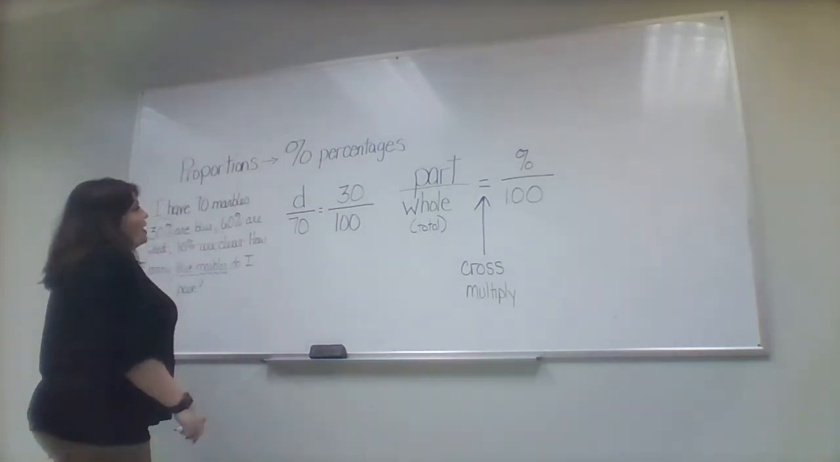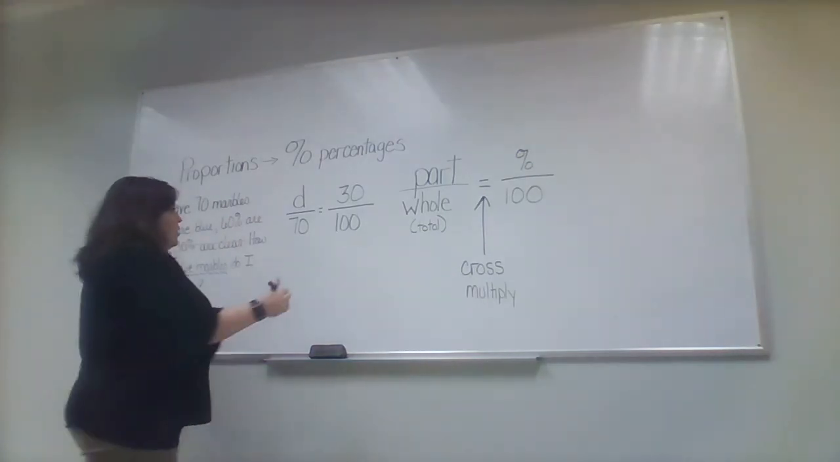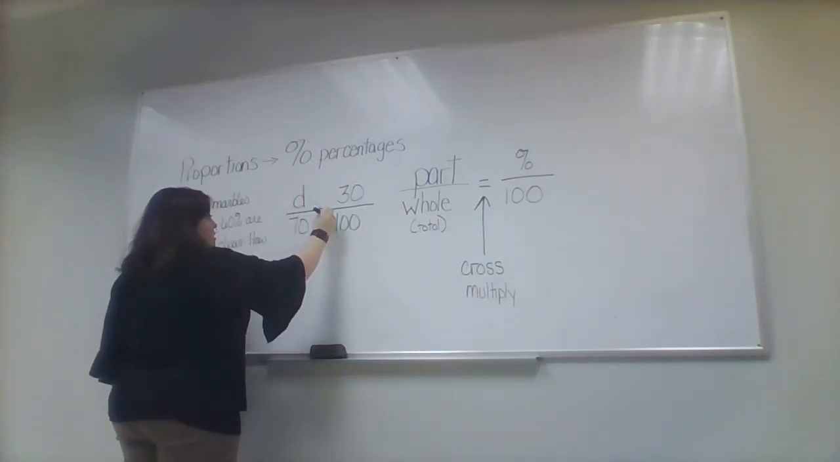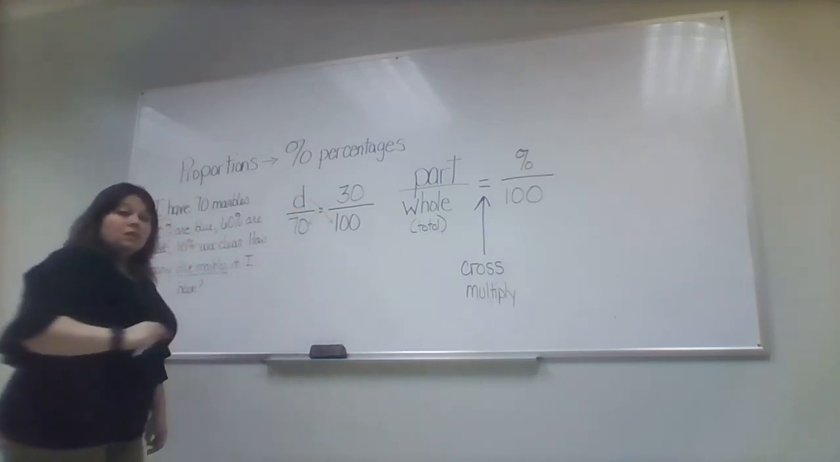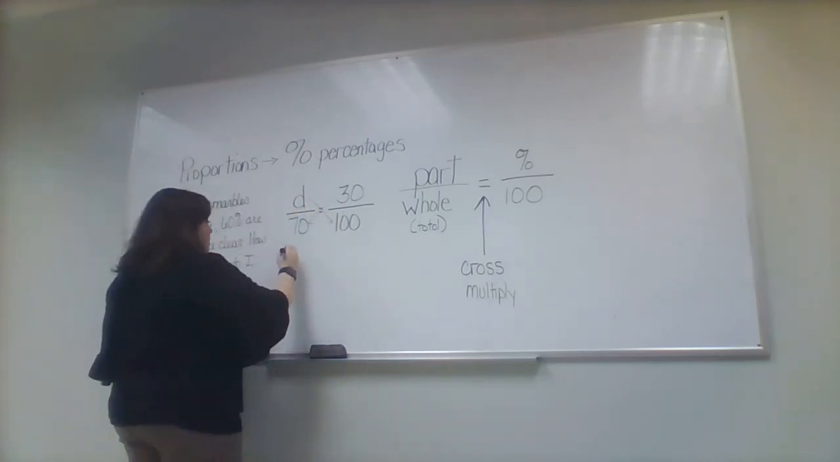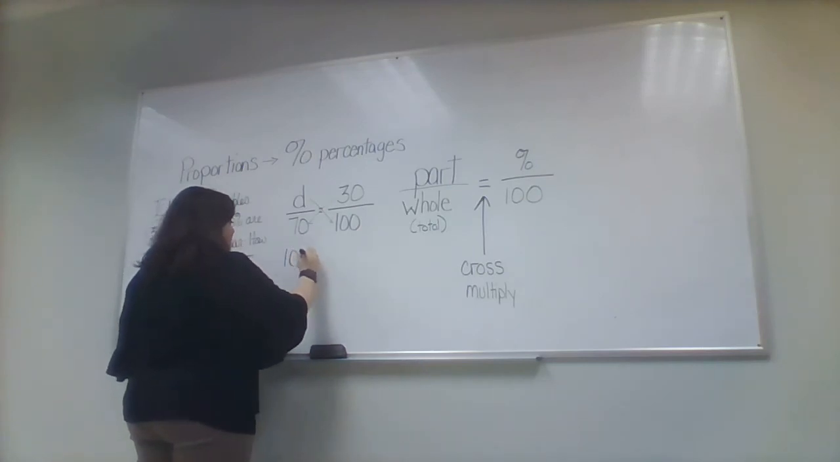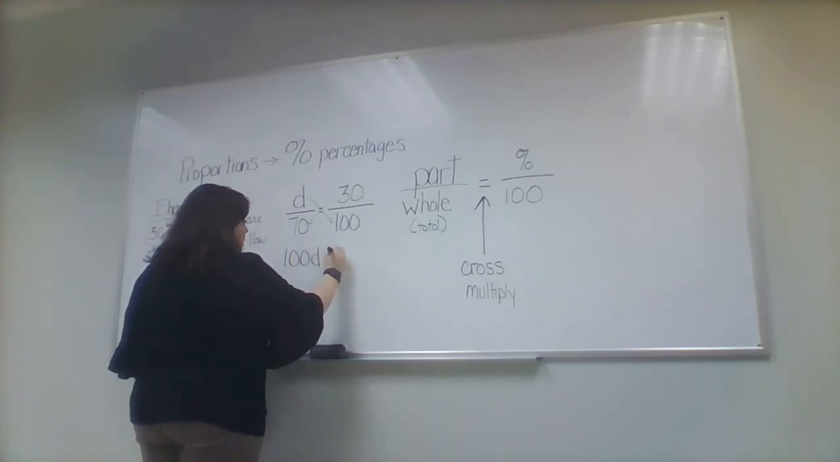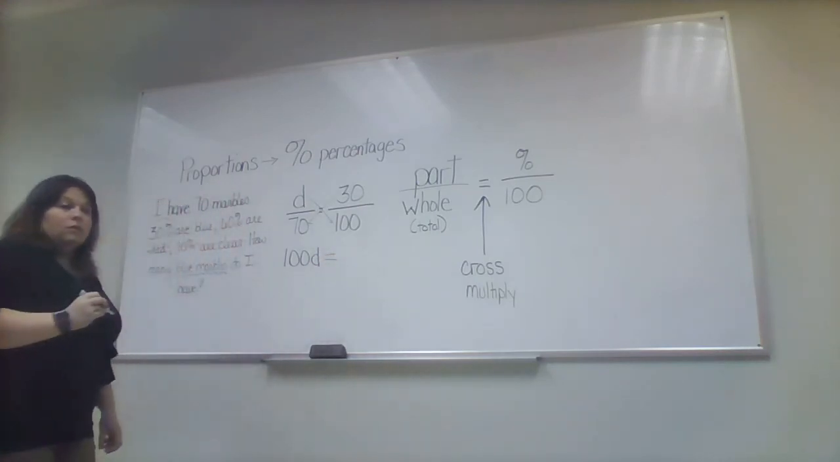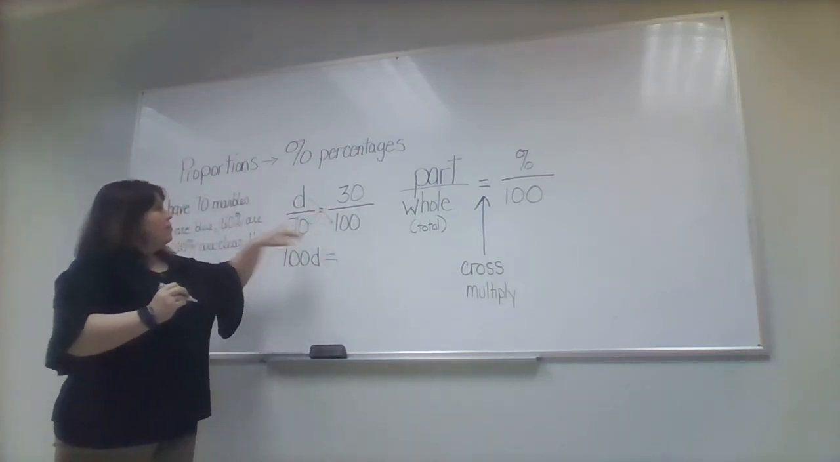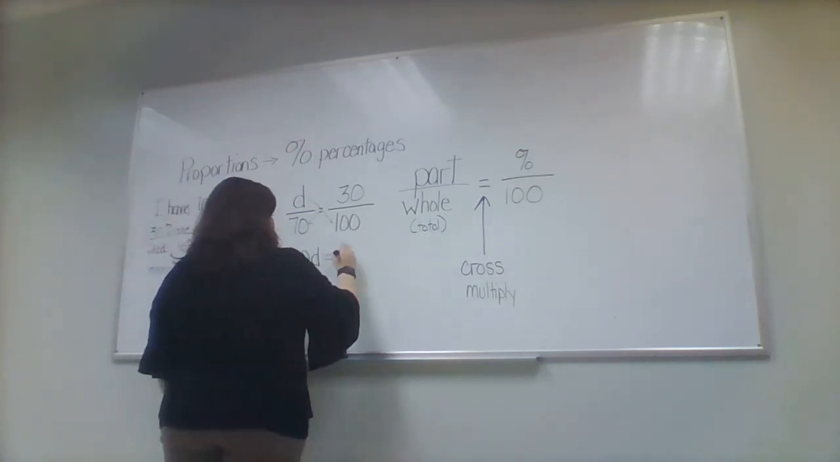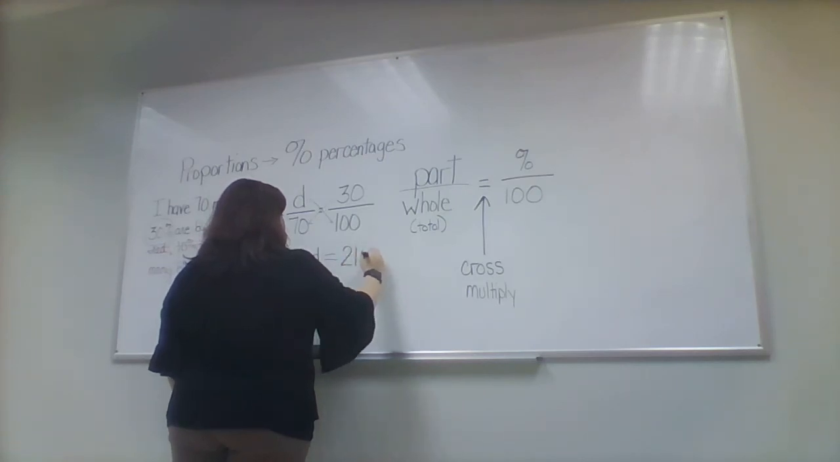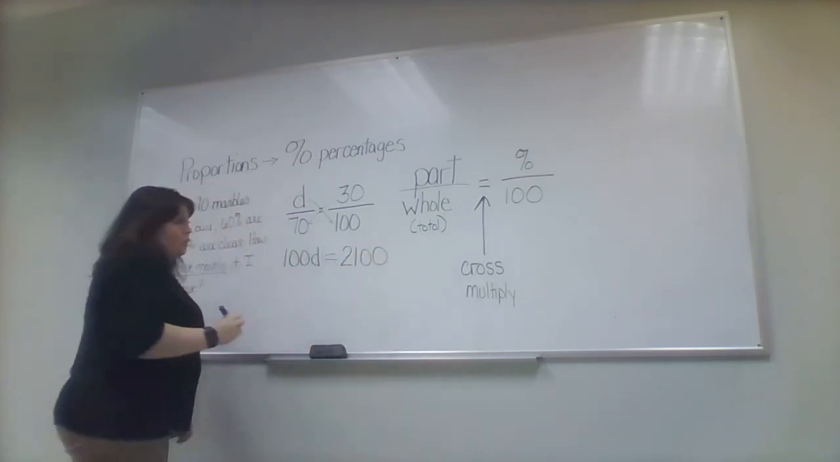Okay, anyway. All right, so now we're going to cross multiply, remember? So that means we're going to multiply the D times the 100 and the 30 times the 70. So let's start with the letter. 100 times D is going to be 100D. So it's basically just the number with the letter. And then the equal sign is going to come down. And then we have to multiply 30 by 70. So grab your calculator. And you should get 2,100.